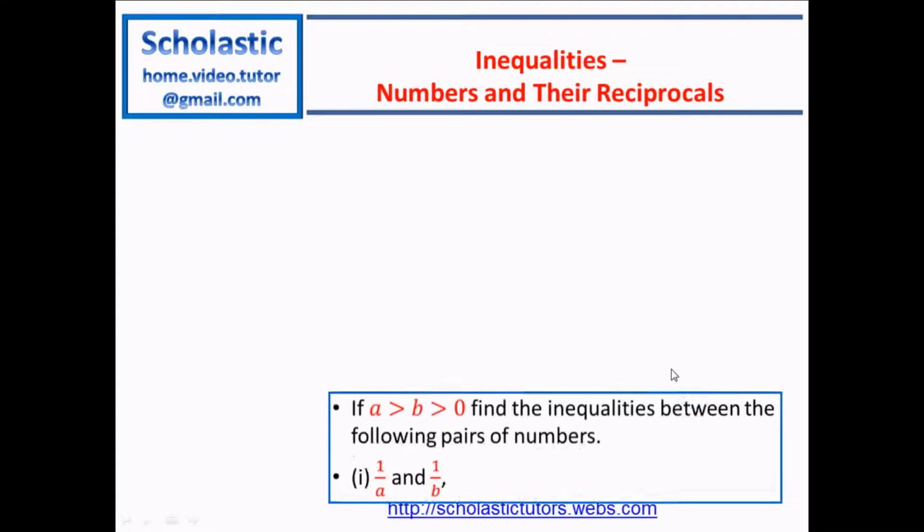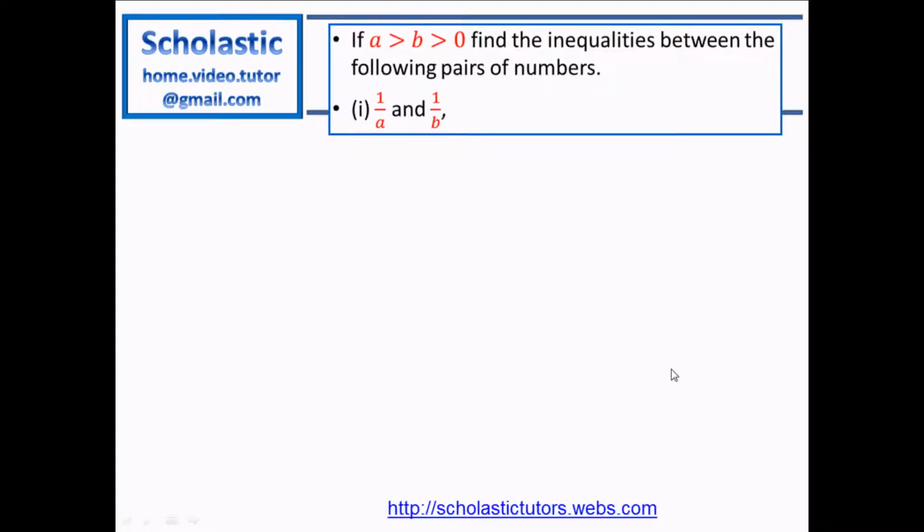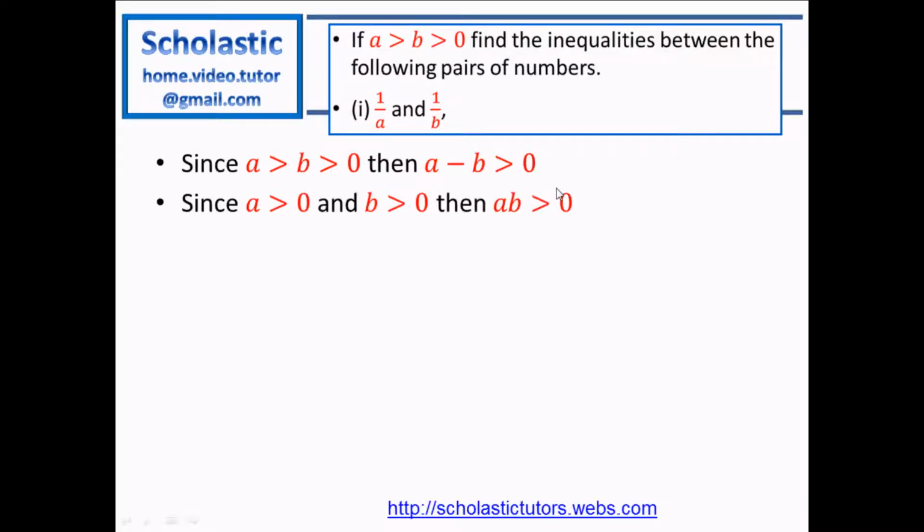Now let's see the first part where we need to show an inequality between 1 over a and 1 over b. Since it's given a is greater than b greater than 0, then a minus b is greater than 0. And since a is greater than 0 and b is greater than 0, if you multiply a and b, it should be greater than 0.